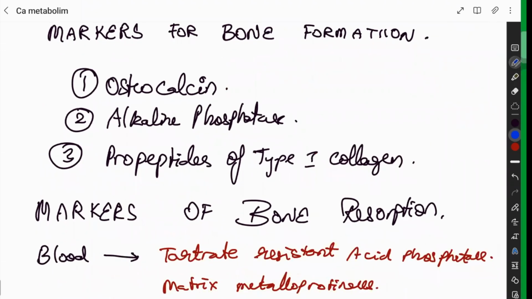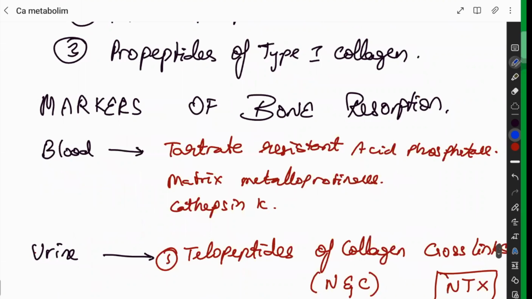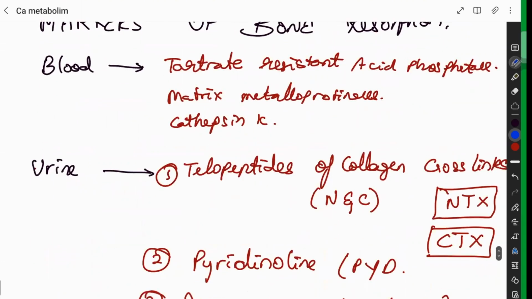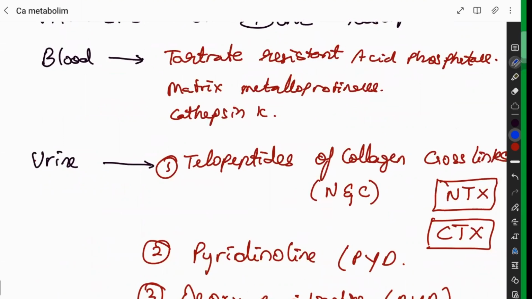So we divide them into blood and urine markers. In blood: tartrate resistant acid phosphatase, matrix metalloproteinase, and cathepsin K. All three of them are required for bone resorption. Similarly, in urine: telopeptides of collagen cross links.